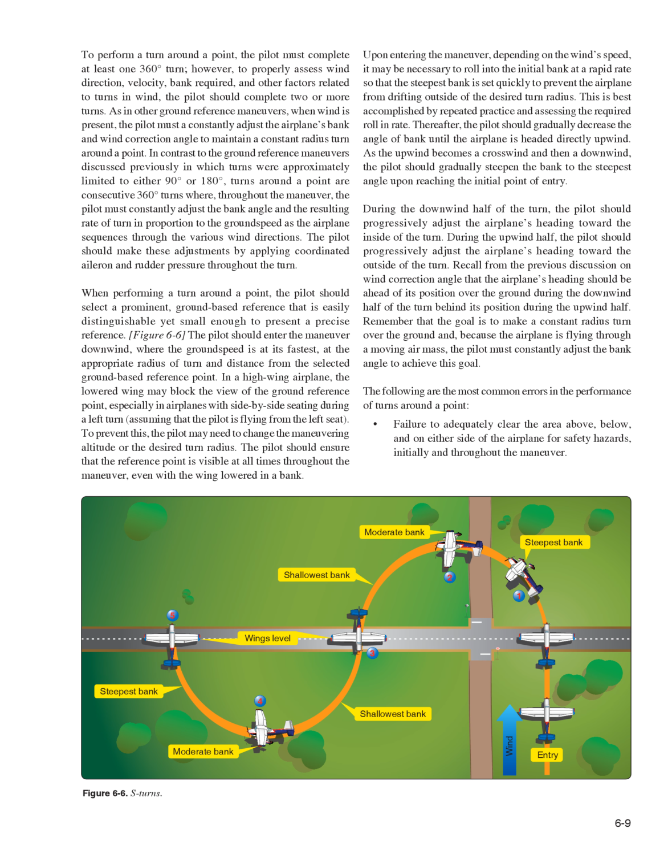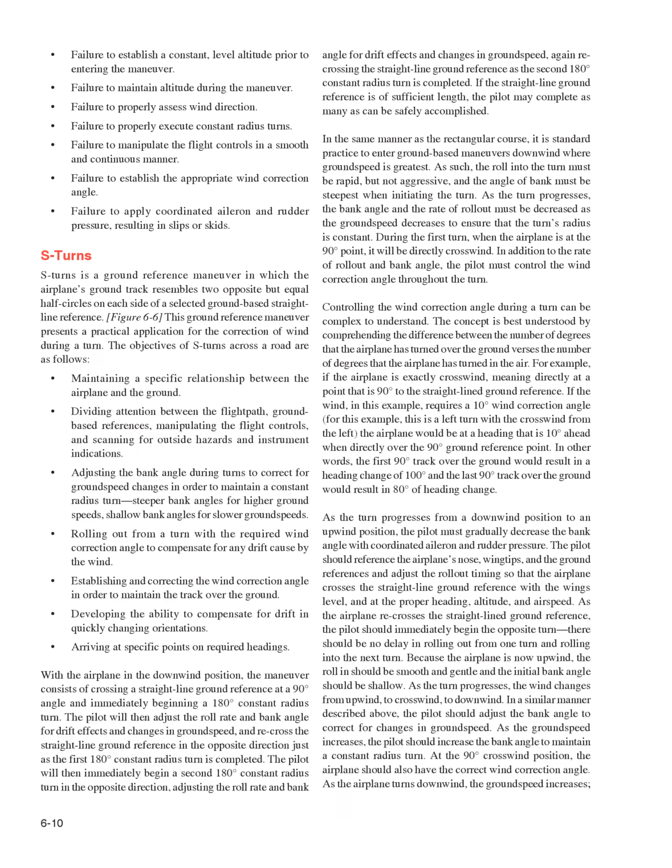The following are the most common errors in the performance of turns around a point: failure to adequately clear the area above, below, and on either side of the airplane for safety hazards, initially and throughout the maneuver. Failure to establish a constant, level altitude prior to entering the maneuver. Failure to maintain altitude during the maneuver. Failure to properly assess wind direction. Failure to properly execute constant radius turns. Failure to manipulate the flight controls in a smooth and continuous manner.